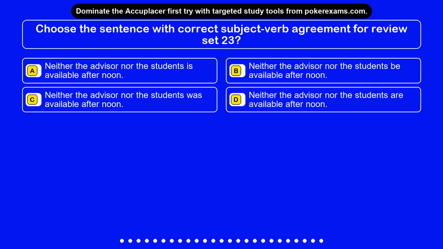Question 18. Choose the sentence with correct subject-verb agreement for review set 23. Option A. Neither the advisor nor the students is available afternoon. Option B. Neither the advisor nor the students be available afternoon. Option C. Neither the advisor nor the students was available afternoon. Option D. Neither the advisor nor the students are available afternoon.